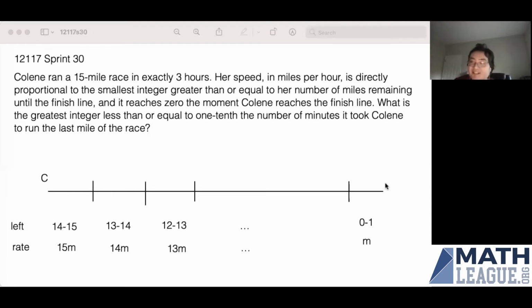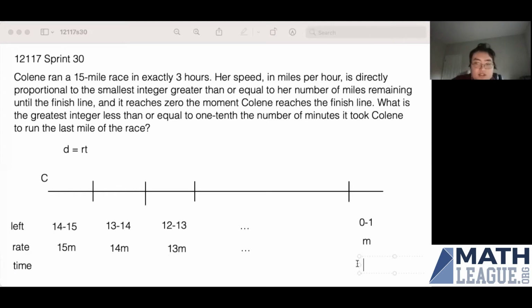Running's hard. Now, you might be tempted to just add up all the rates, but remember, this is a sprint 30. Sprint 30s don't come that easy. But if we remember that distance equals rate times time, d equals rt, well, then we can figure out how long it takes Colene to run each individual mile. In the first mile, since the distance is always constant and she runs it 15 times as fast as the last mile, right? 15m as compared to m, well, it'll take her 1/15 of the time.